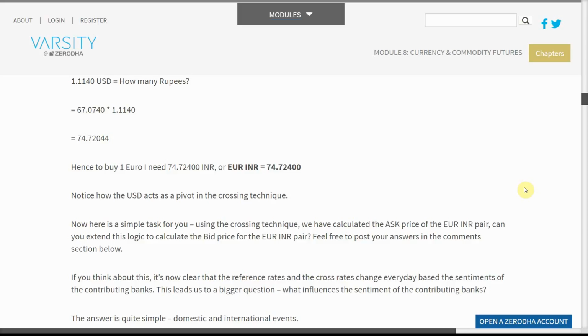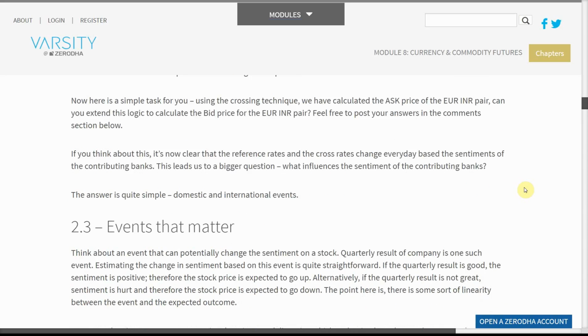Now here is a simple task for you using the crossing technique. We have calculated the ask price of the Euro INR pair. Can you extend this logic to calculate the bid price for the Euro INR pair? Feel free to post your answers in the comments section below. If you think about this, it's now clear that the reference rates and the cross rates change every day based on the sentiments of the contributing banks.